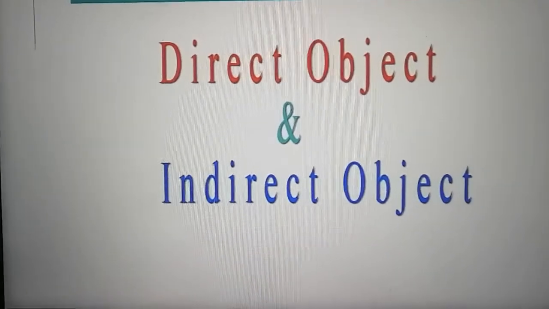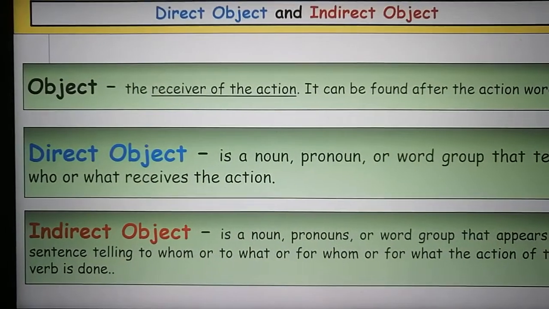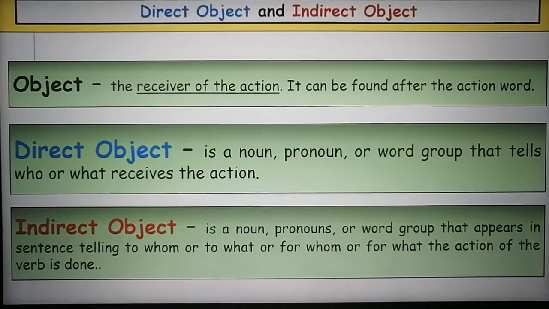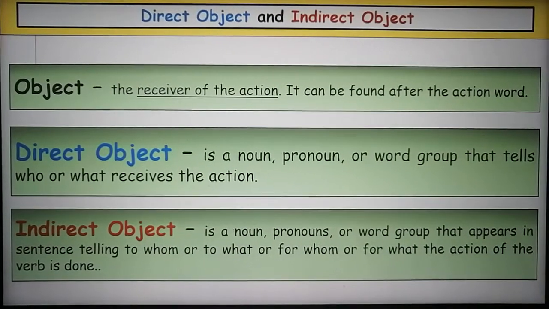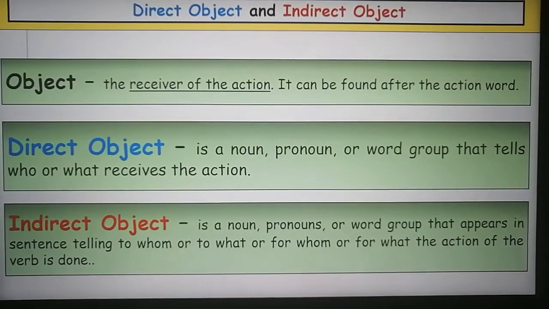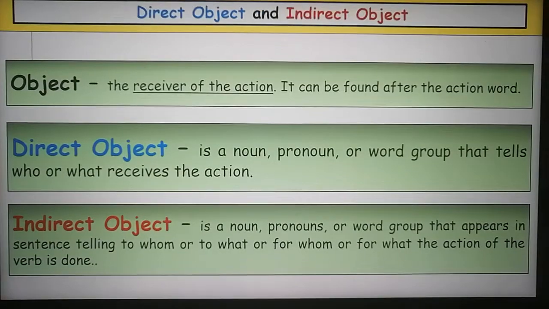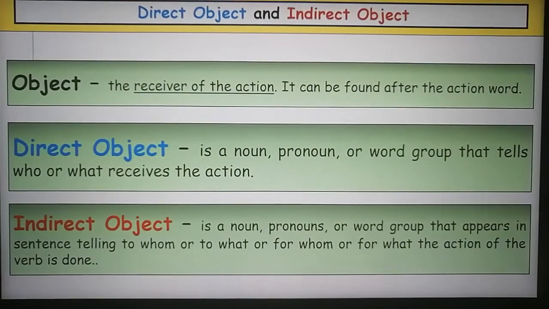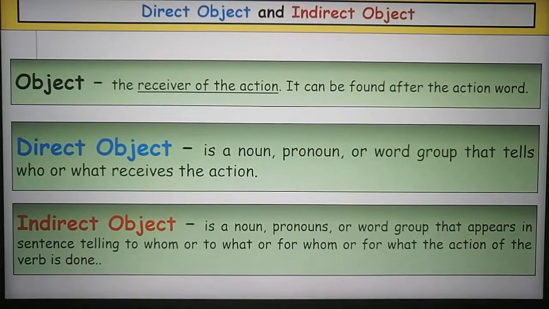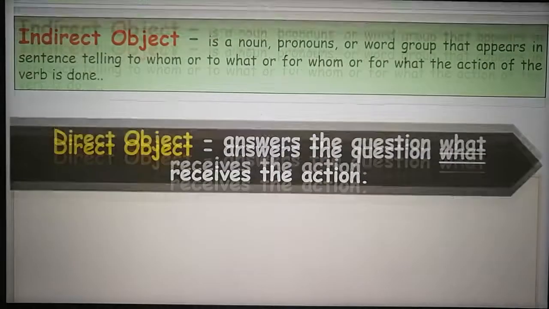Direct object and indirect object. Object, the receiver of the action. It can be found after the action word. A direct object is a noun, pronoun, or word group that tells who or what receives the action. An indirect object is a noun, pronoun, or word group that appears in a sentence telling to whom or to what, or for whom or for what the action of the verb is done.